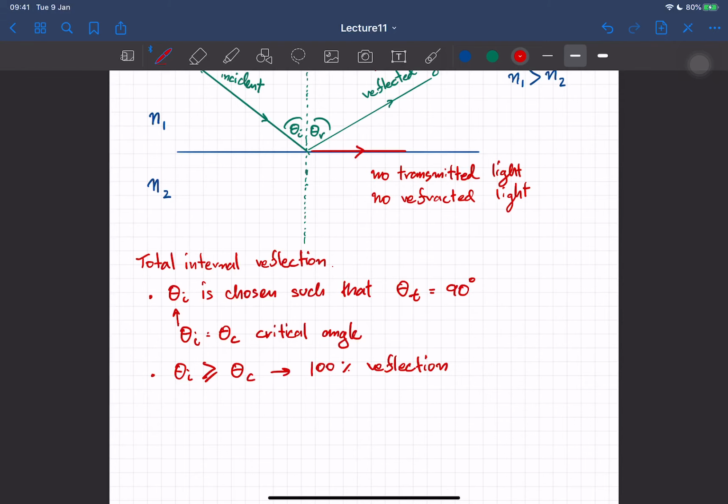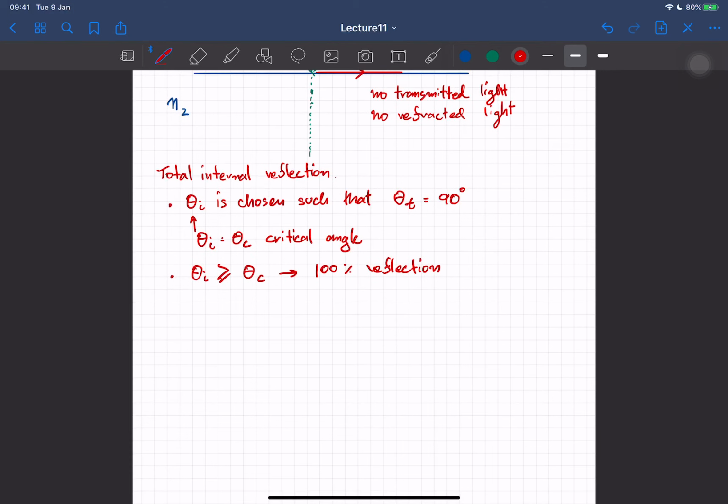So let me demonstrate with some numbers. Okay, so let's say we have again the water, n1 equal to 1.3, and then air, n2 equal to 1. Okay, and then let's try to find what the critical angle can be. The critical angle is the incident angle such that the transmitted angle is 90 degrees. So this is the critical angle. Okay, so the critical angle is just one particular value of the incident angle that gives you 90 degrees in terms of the transmitted angle. So let's find the critical angle first using Snell's law.